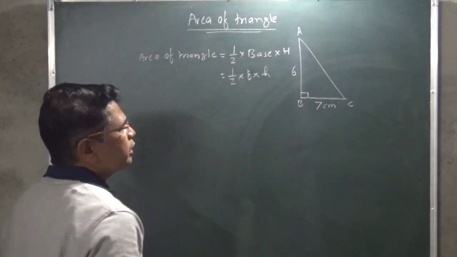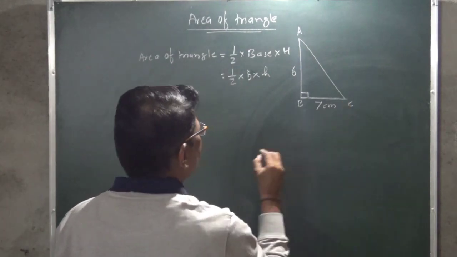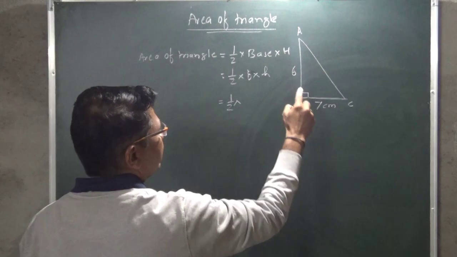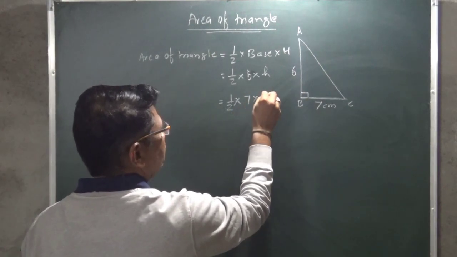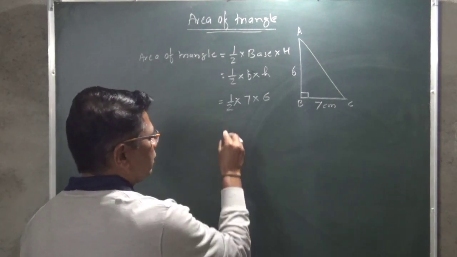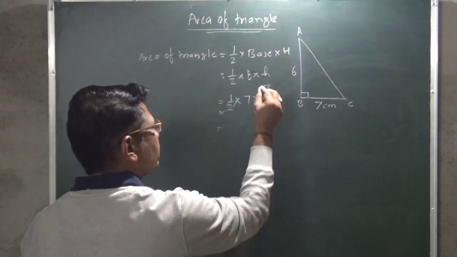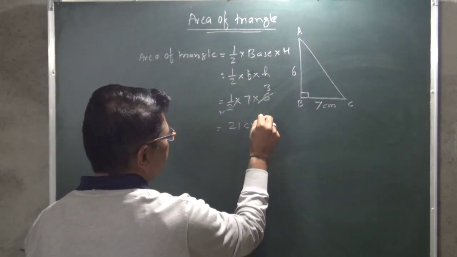Here, what is the height? AB is the height and BC is the base. Therefore, 1/2, base is 7 centimeter, height is 6 centimeter. We can easily divide it, 2 times 3. Therefore, 7 times 3 is 21 centimeter square.